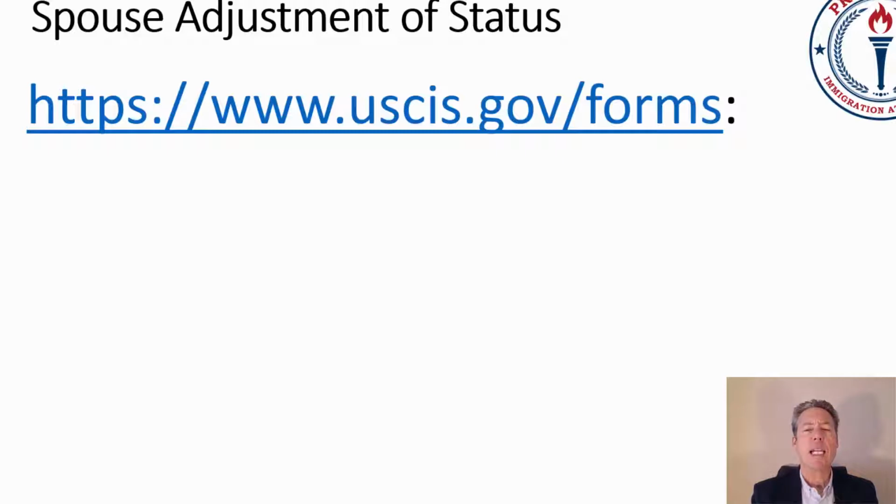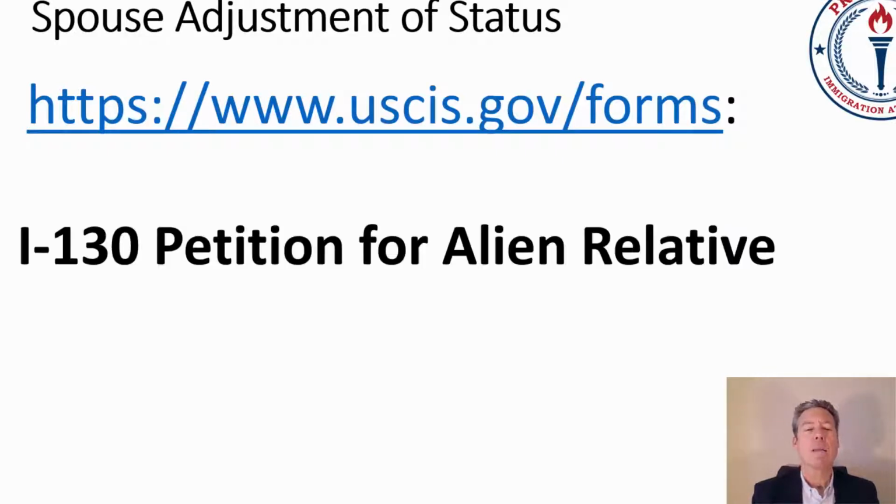So the adjustment of status for a spouse, again, we're talking about the first part of this, which is the I-130 petition for alien relative. What this is, the U.S. citizen is saying, hey, I have a spouse and I want to get them a green card. So I want to petition the government. I want to ask the government for a green card for my spouse.